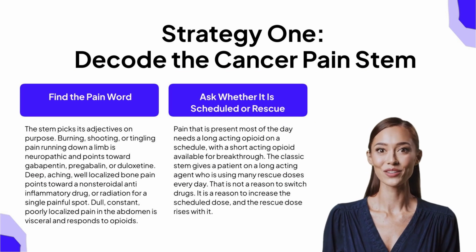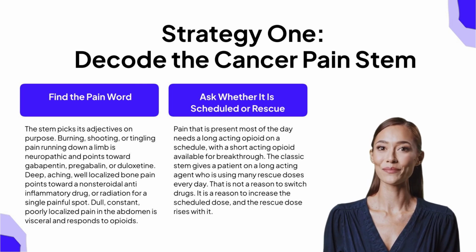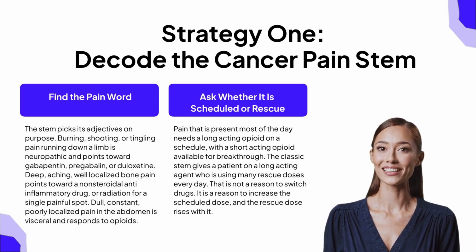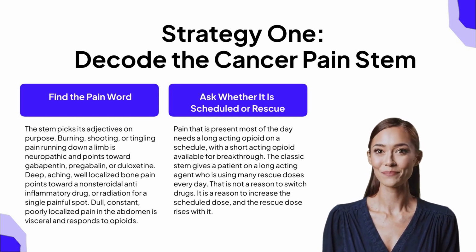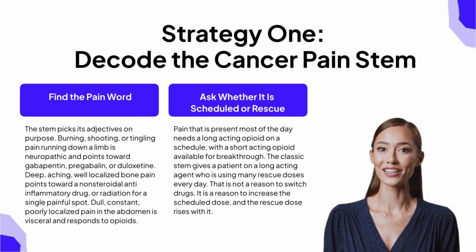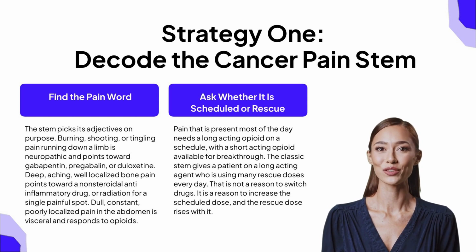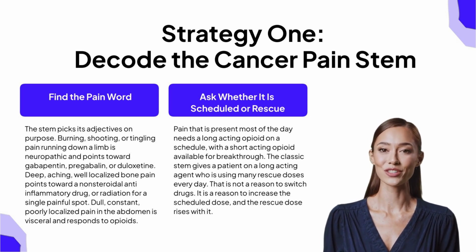Cancer pain stems look long, but they are built from 2 clues. First, find the pain word, because those adjectives are chosen deliberately. Burning, shooting, or tingling pain running down a limb is neuropathic, pushing you toward gabapentin, pregabalin, or duloxetine rather than more opioid. Deep, aching, well-localized bone pain points toward a non-steroidal anti-inflammatory drug, or radiation for a single painful spot. Dull, constant, poorly localized abdominal pain is visceral and responds to opioids.